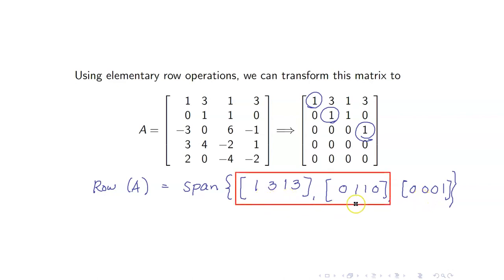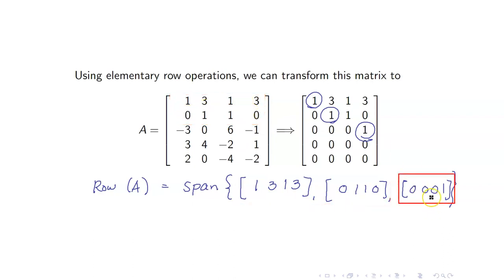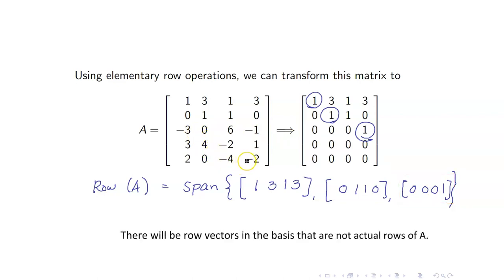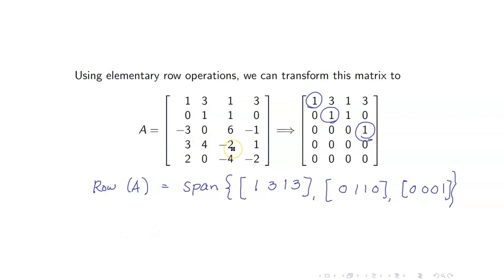Note that these two vectors here are actual rows of A. However, the third vector here is not a row of A. So this is what I was saying a while ago, wherein not all the elements will be rows of your original matrix A if we use this method.